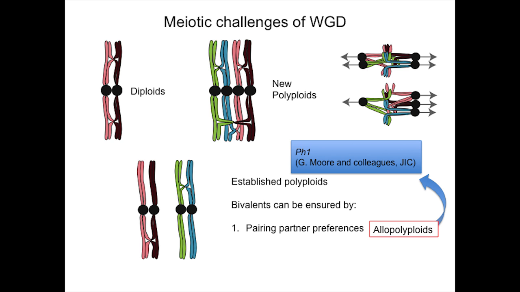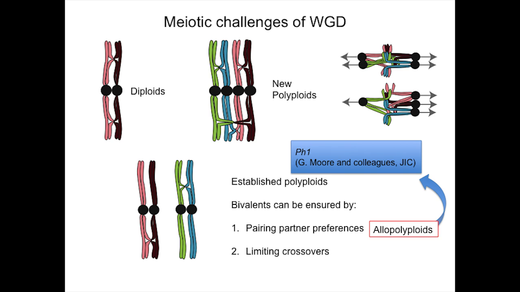And this seems to be the system that's happening with a gene called PH1, which was actually worked on, molecularly characterized here by Graham Moore's group at the John Innes, so that's very cool. So PH1 is actually the only cloned sort of diploidization gene that we know of. And again, this is in an allopolyploid, and it's causing these kind of pairing preferences so that the chromosomes will always go with the same partner. But there's another mechanism, and that's by limiting crossovers.